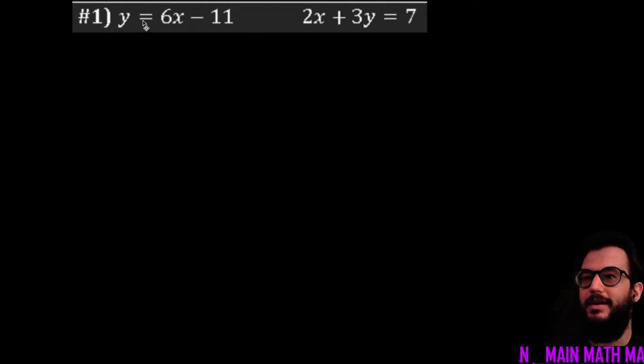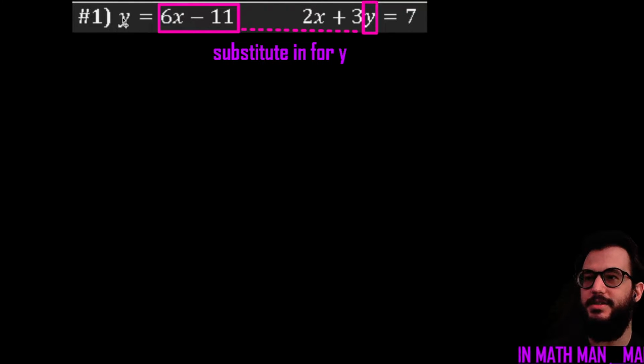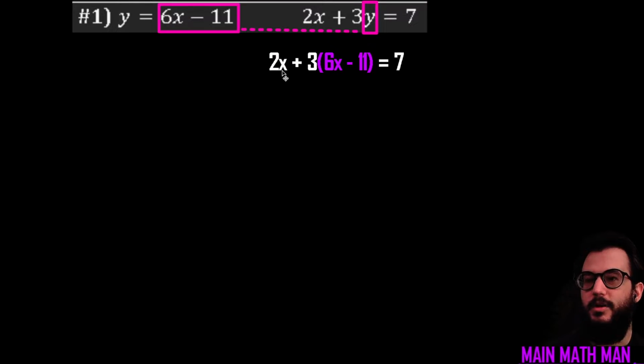So for number one, it has y equals 6x minus 11, and then it has the second equation as 2x plus 3y equals 7. So since it has already one equation set up where it has one variable on one side and all the other terms on the other, I'm going to substitute that in. So I'm going to say, instead of y in this second equation, I'm going to have 6x minus 11. So I rewrite that equation.